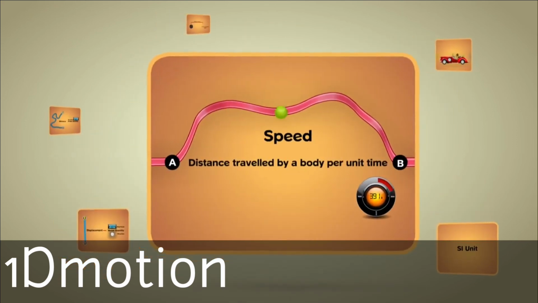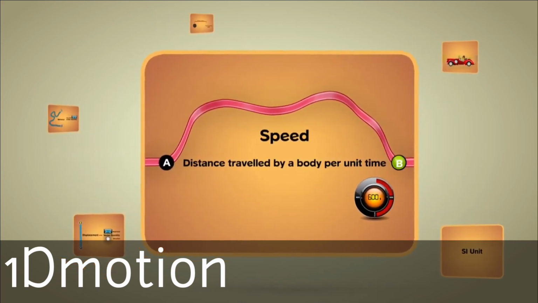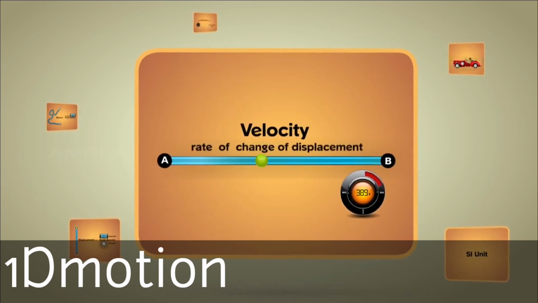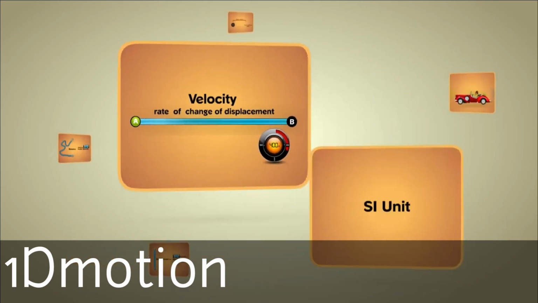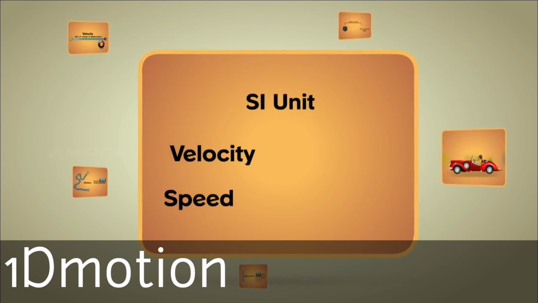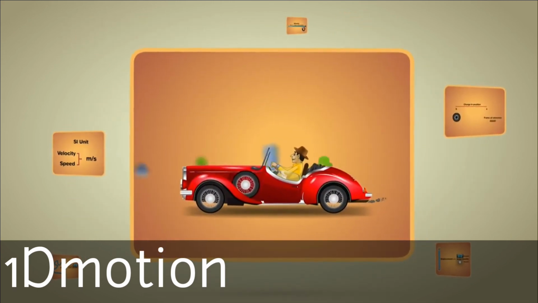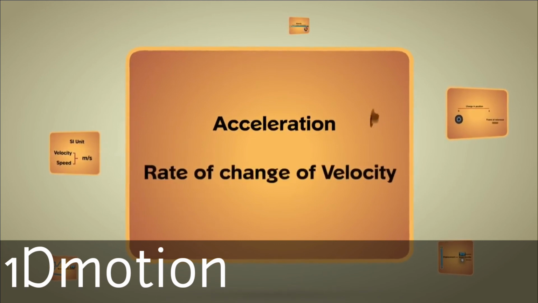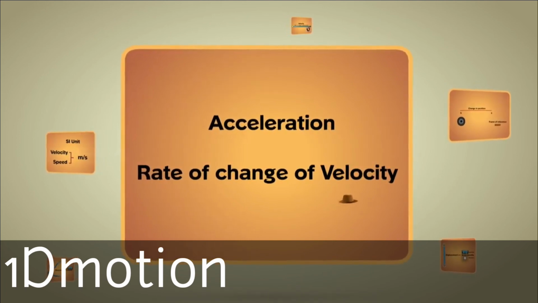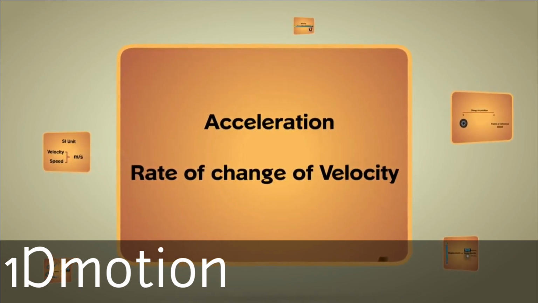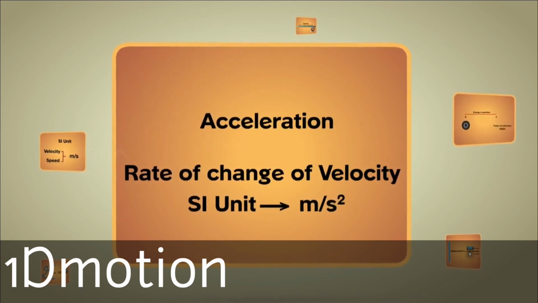Speed is the distance travelled by a body in unit time, and velocity is the rate of change of displacement. The SI unit of velocity and speed is meter per second. Acceleration is calculated as the rate of change of velocity. The SI unit of acceleration is meters per second squared.